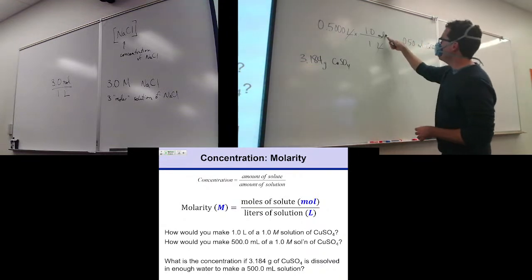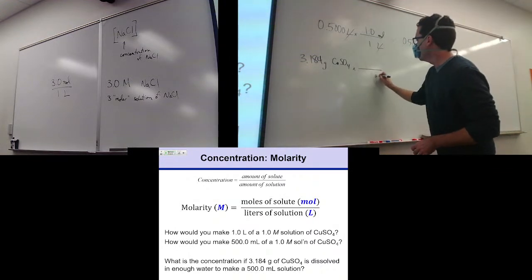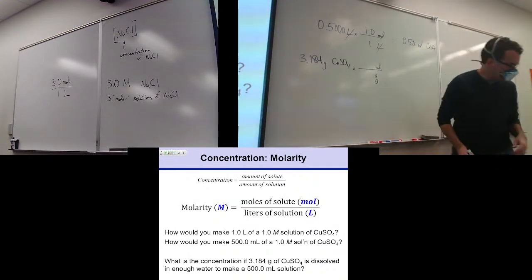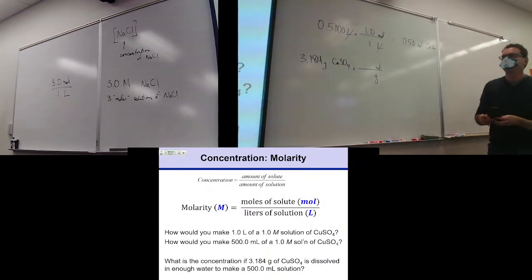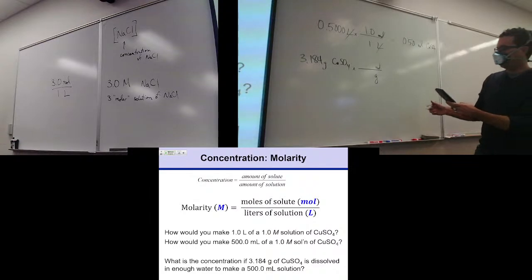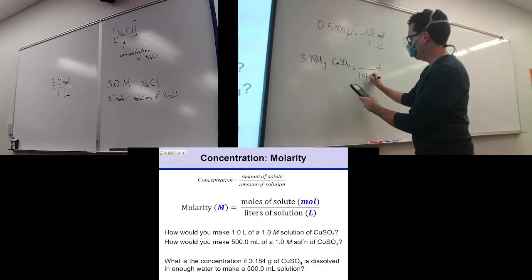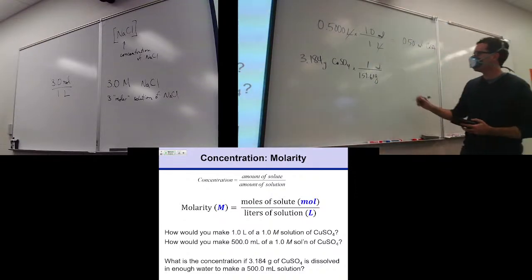Well, again, concentration is moles per liter. I need to convert this into a moles amount using a molar mass. I can get that from the periodic table. And sorry, this is easy for you guys, but I know some people need the review. Copper is 63.546. Sulfur is 32.066, and then we have the 4 oxygens. So I have a molar mass of 159.61 grams for every 1 mole of that substance.